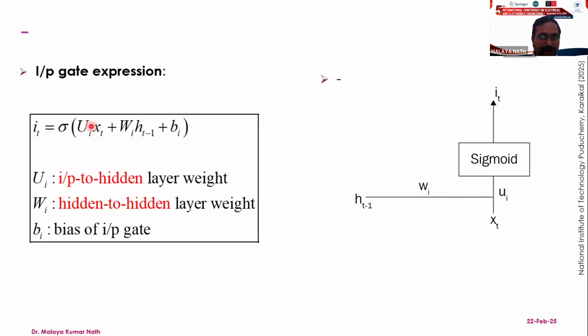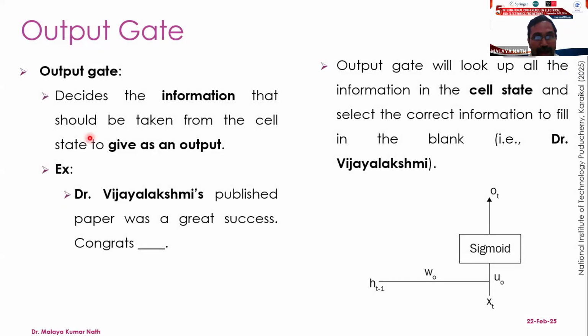So we have discussed two gates. One is the forget gate, which basically helps to remove the information from the cell state. Another is called the input gate, which basically tells which information has to be added into the cell state. So there are two gates that we have discussed. One is the input gate, another is the forget gate.